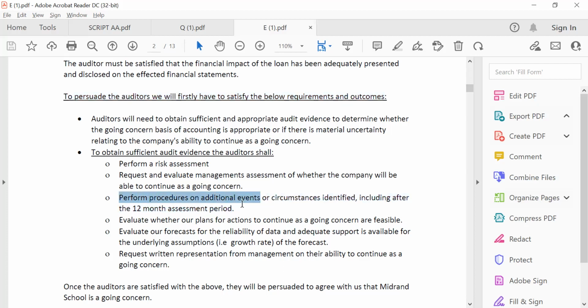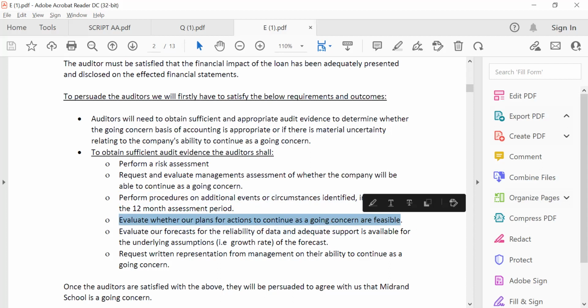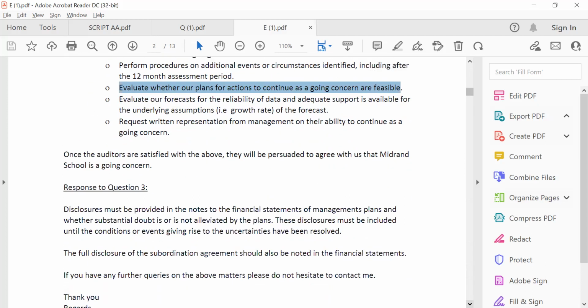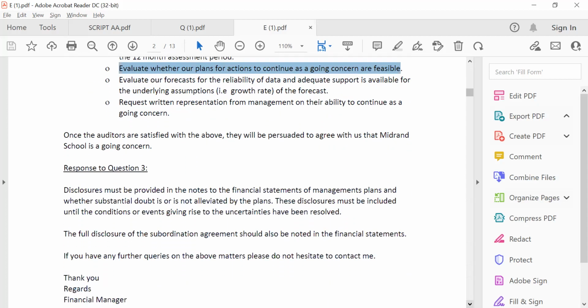And what becomes very key there is the fact that there must be a 12-month forecast or an assessment that has been done by management that would support the going concern, and then that the plans that management has would need to be feasible and also checked by the auditors. So there is good demonstration of what evidence would need to be provided.